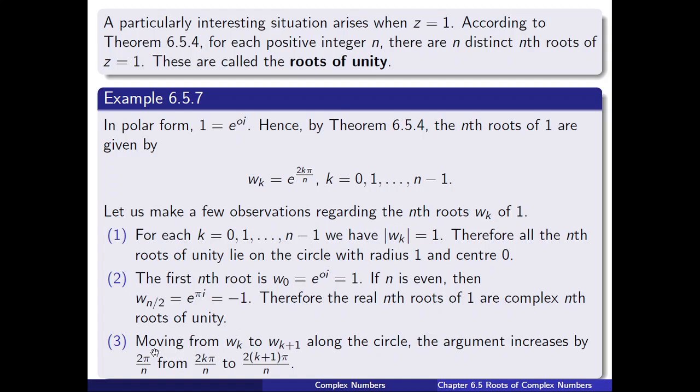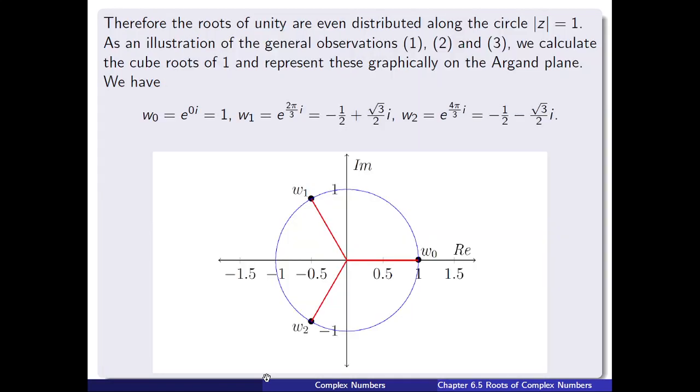And then moving from w_k to w_{k+1} along the circle, the argument, the angle, increases by 2π over n, from 2kπ over n to 2(k+1)π over n. And therefore the roots of unity are evenly distributed along that circle. The modulus of z is equal to 1.